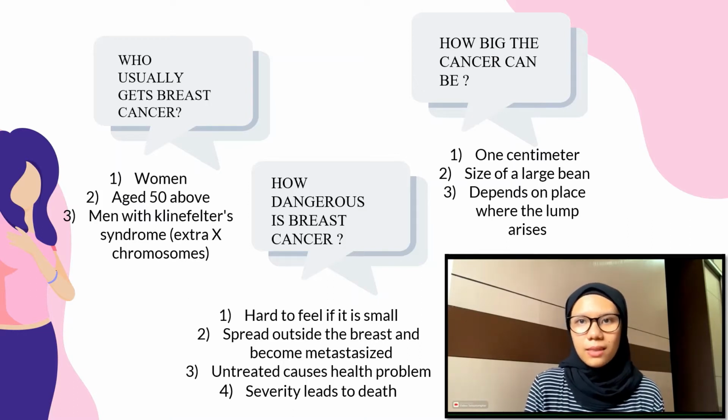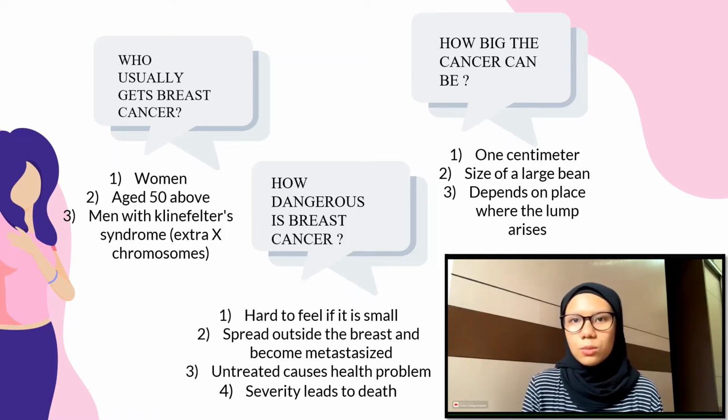How big can this cancer be? Breast cancer lumps can vary in size. Typically, a lump has to be about 1 centimeter big, which is about the size of a large pin, before a person can feel it. However, it depends on where the lump starts to grow, how big the breast is, and how deep the cell growth is, and how dangerous this cancer can be to a particular person.